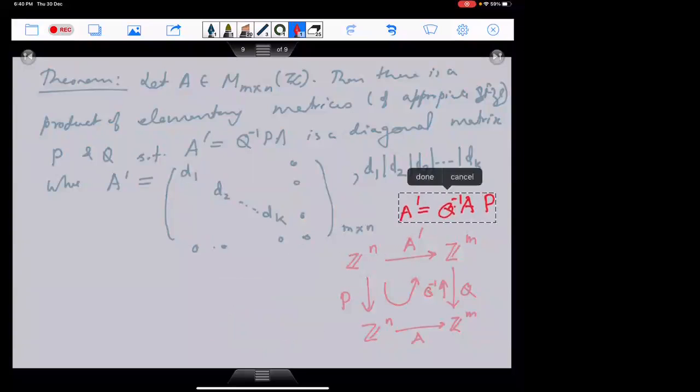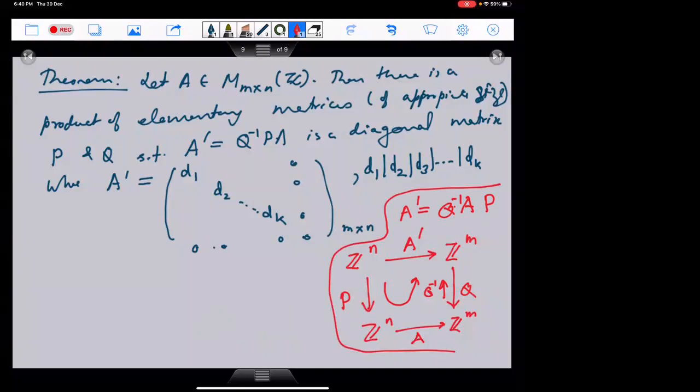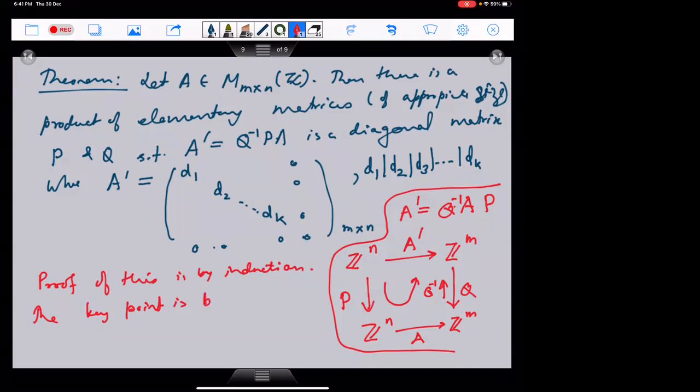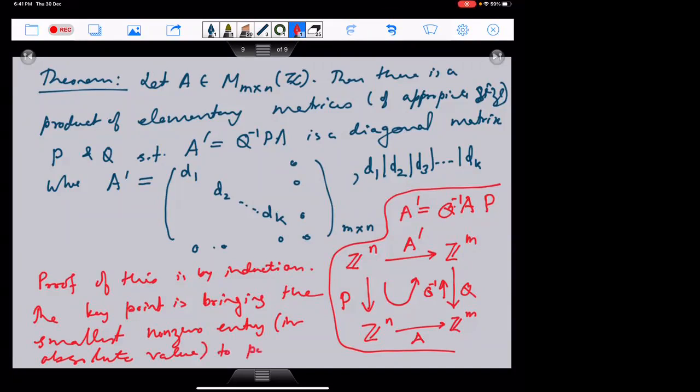Okay, so this is just another way of seeing the same thing. And some comments here, how to prove this. The proof of this is by induction on the size. And the key point is bringing the smallest non-zero entry in absolute value maybe, to position 1, 1. So we'll try to bring the smallest one.